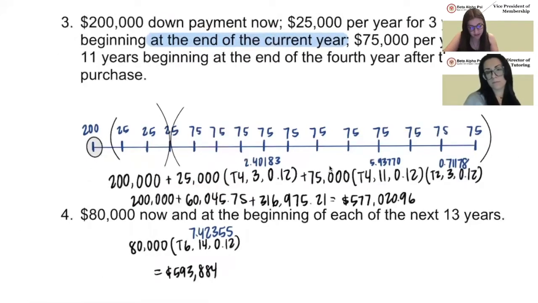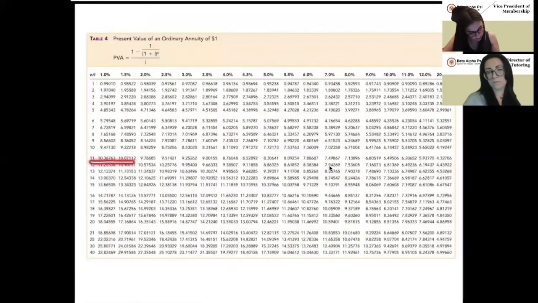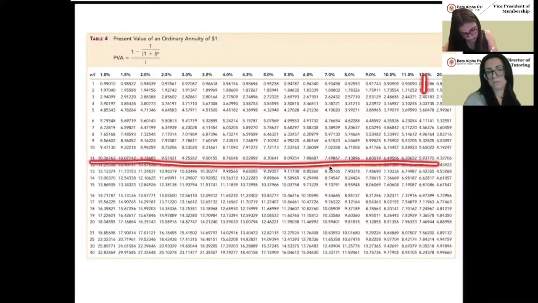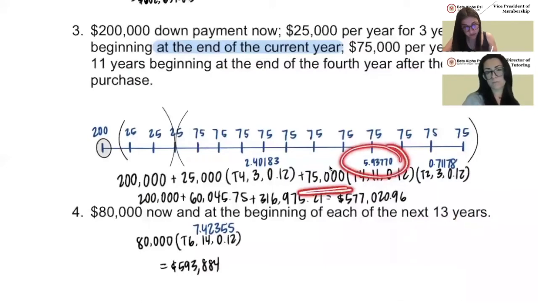Now, for the 75,000, we need to calculate this annuity, right? So again, payments are made at the end of the 4th year. And so we're going to use table 4 because payments are made at the end of each period. And they tell us they're going to do that for 11 years at 12%. So we're going to do 11 periods at 12%, and we're going to get 5.93770. And so we're going to use that value for the 75,000.